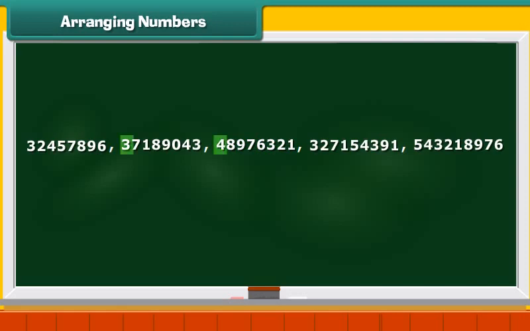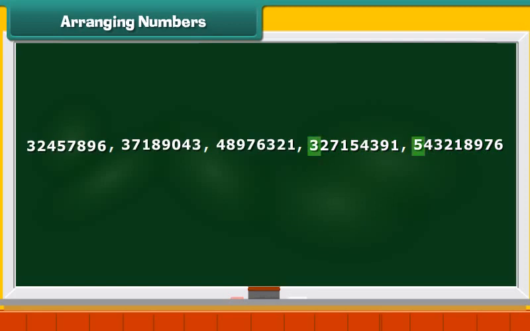Now compare 327,154,391 and 543,218,976. Their first digits are 3 and 5, and 3 is lesser than 5. So, 327,154,391 should come first, followed by 543,218,976. They are in the correct order.